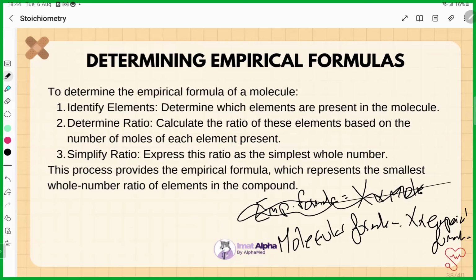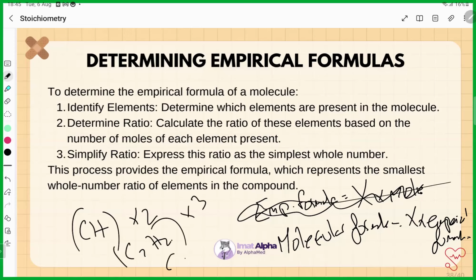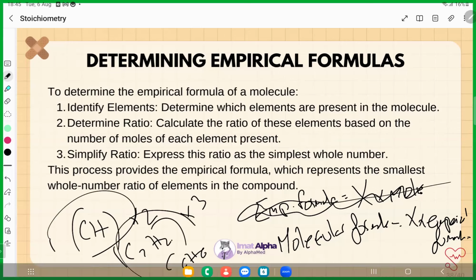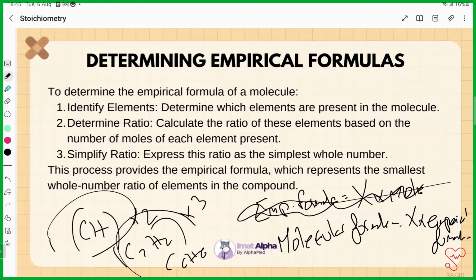Because the empirical formula is the minimal formula, it means if we have CH and you multiply it by 2, you will end up with C2H2, which has the same ratio. If you multiply by 6, it will end up with C6H6, but you're still CH. So the CH itself is the empirical formula. However, this is the molecular formula. So the molecular formula is x times the empirical formula. Anyone have any question?